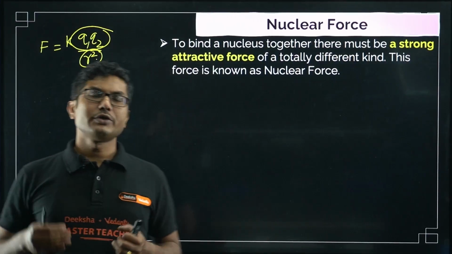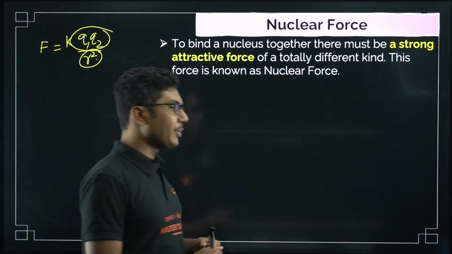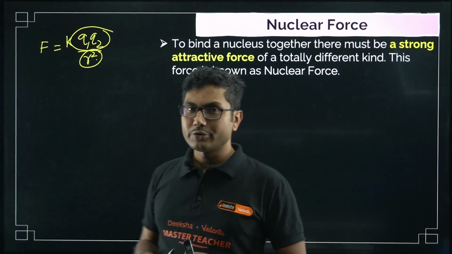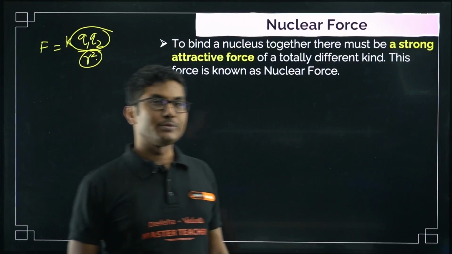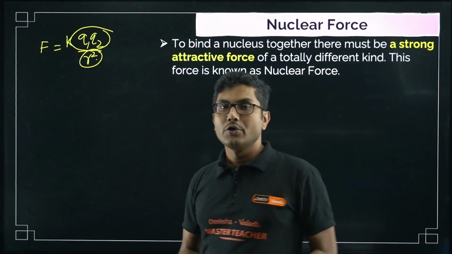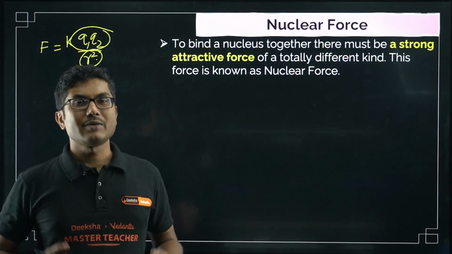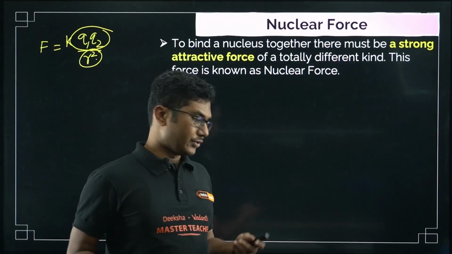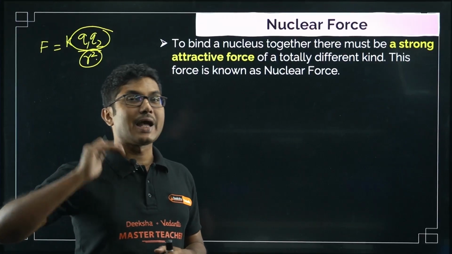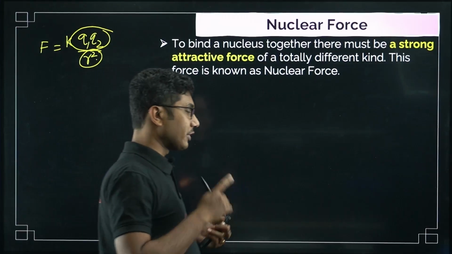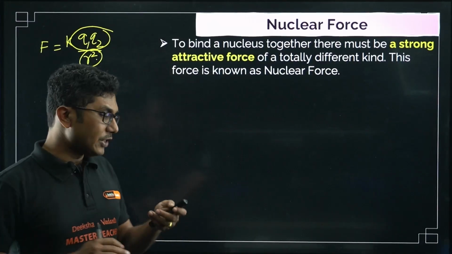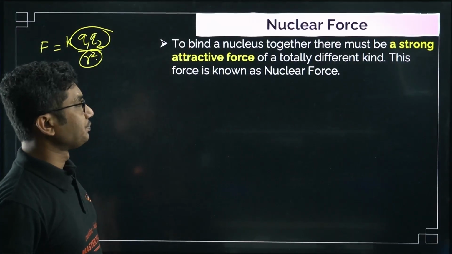So the Coulomb force tends to take the nucleus apart, but why is the nucleus still sticking together even though the Coulomb force is saying go away, you are not supposed to be here? That is because there is a stronger force which is keeping the nucleus together. That force is called nuclear force. It is different from all the known forces. For example, Coulomb force and gravitational force are not like this. It is a completely different kind of force.